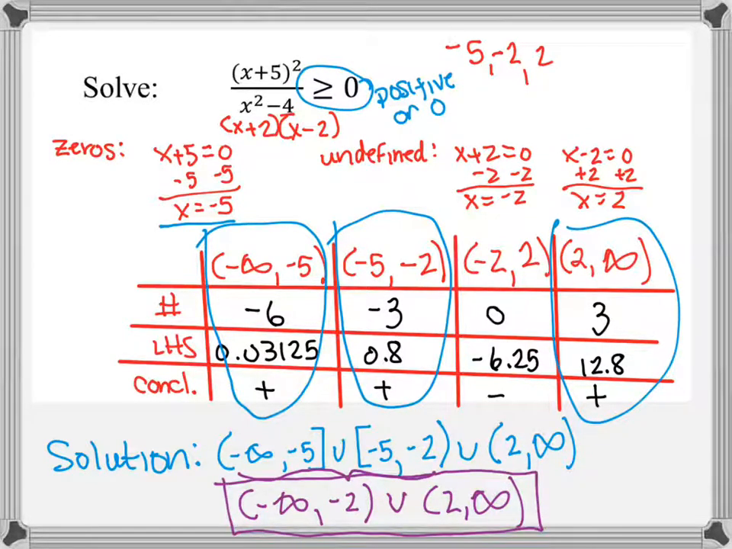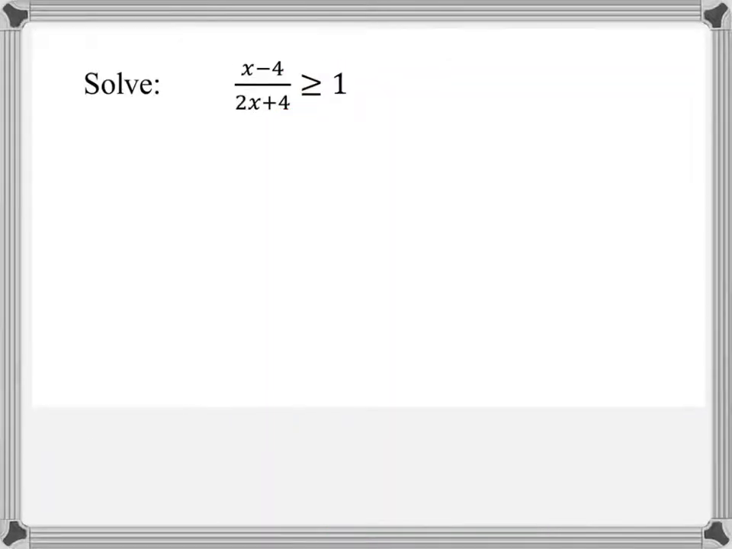Okay, let's look at another problem. (x − 4) over (2x + 4) is greater than or equal to 1. Here we do need to move everything to the left-hand side so that 0 is on the right. So I will subtract 1 from both sides, and I get (x − 4) over (2x + 4) − 1 is greater than or equal to 0.